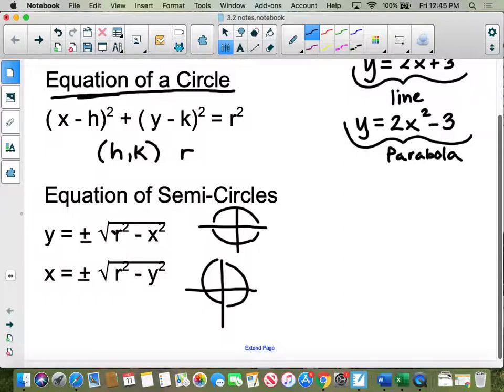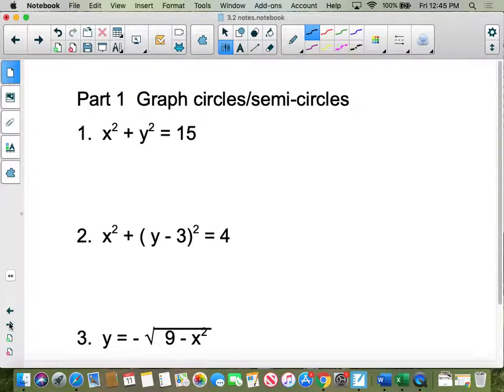And that's it for the first page, just explaining to you the formulas that you're going to be using. You got to know these formulas for the test. So okay, first part of your homework, we're just starting on the parts already. We're going to graph circles and semicircles. So here we go.